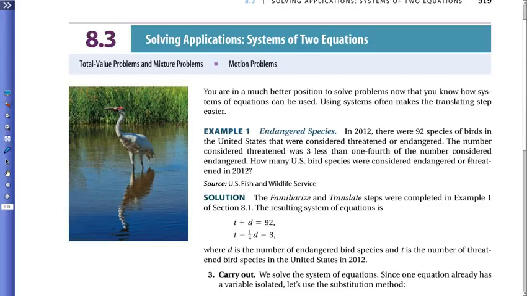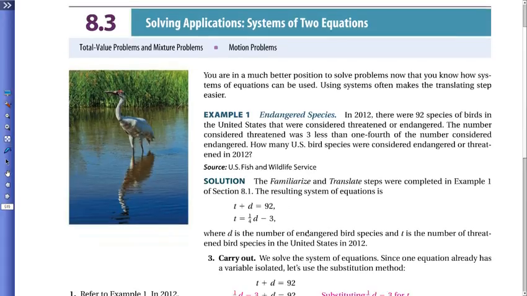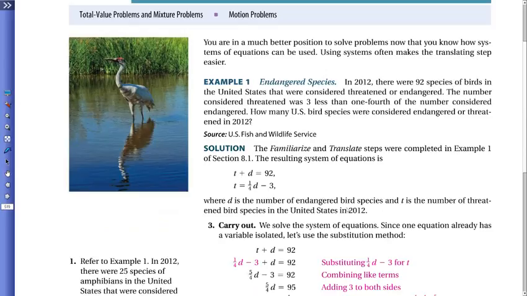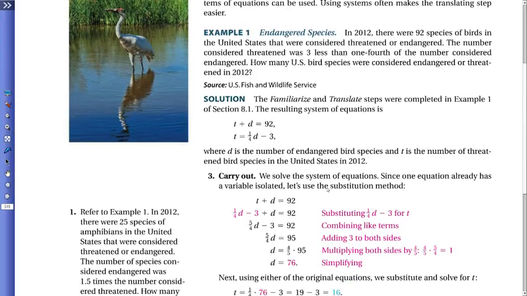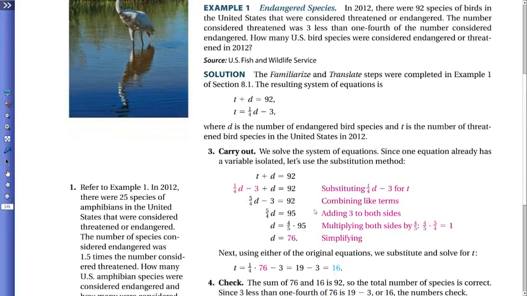And then 3 less than 1/4 D, right, endangered, that's this expression here, and they say that's equal to the number of threatened. And they show the definition of that. So they translate this, we end up with two equations. Because I have two equations with the same two variables, from what I've learned about solving systems, I can find an exact value or the ordered pair where both of these things are true at the same time. That's the solution to the system.